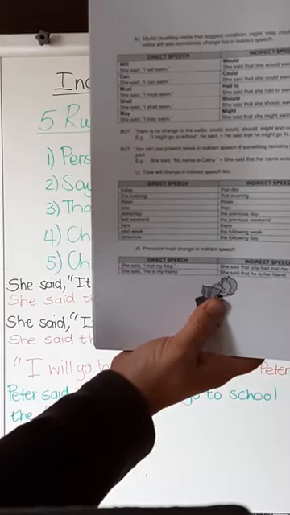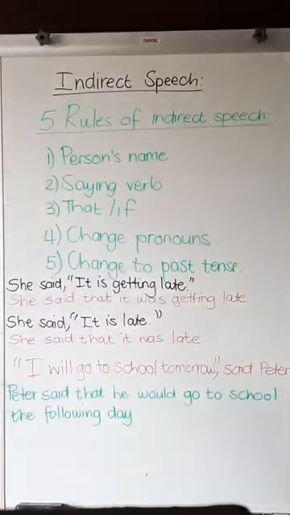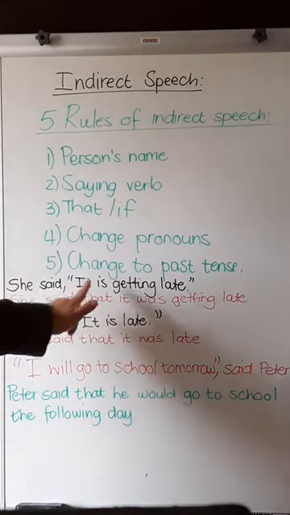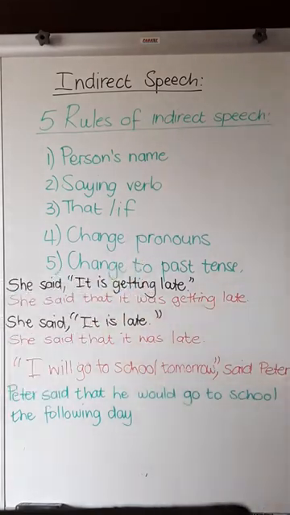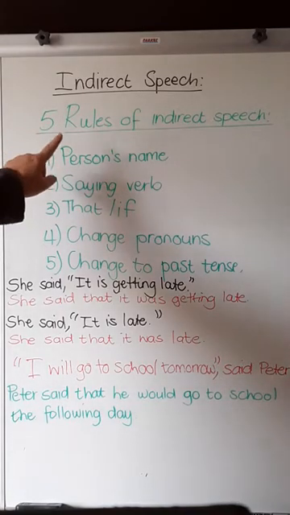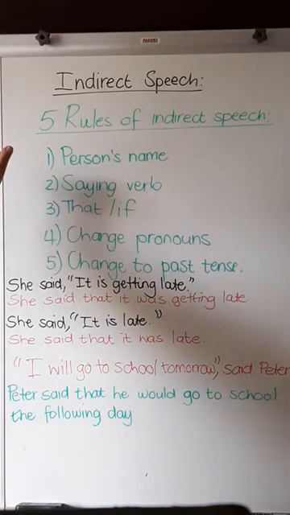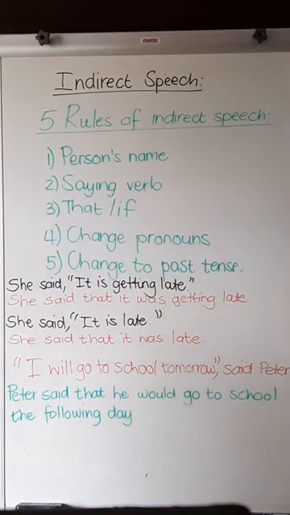So to start off with, I'm going to give you an example here. I've written on the board, she said it is getting late. Now, if you look at that sentence, we are going to apply the 5 rules of indirect speech first of all. And just to refresh your memory, number 1 is you write the person's name. Number 2, the saying verb. Then you use that or if, you change the pronoun, and lastly, you change it to past tense in the indirect speech.